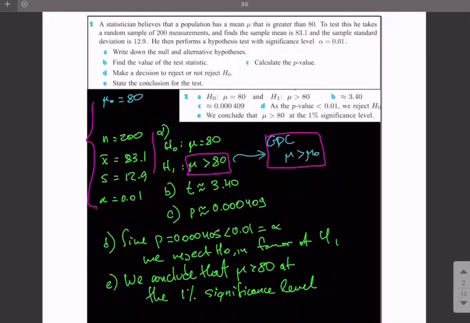I'm rounding my answers from my GDC to 3 significant figures here, and now the way I'm going to write is the following. Since p-value is about 0.000405, which is less than 0.01, which is the alpha value, we reject H0 in favor of H1. So we conclude that mu is greater than 80 at the 1% significance level.